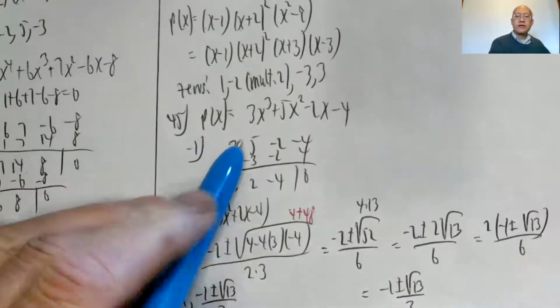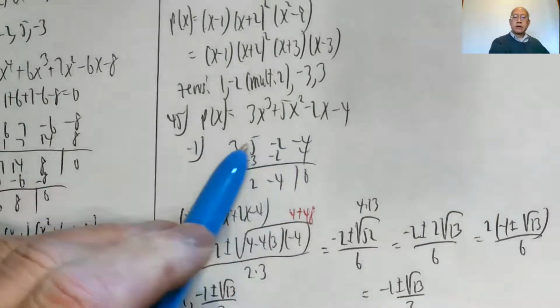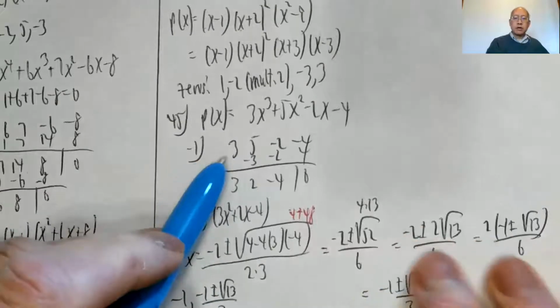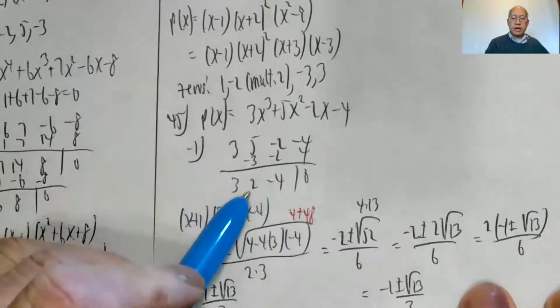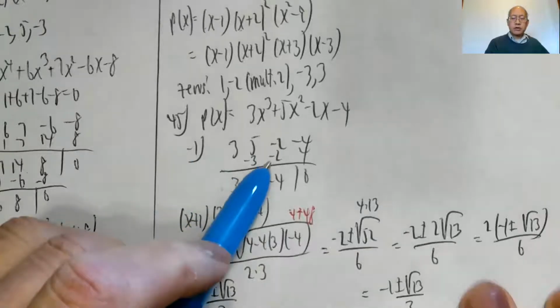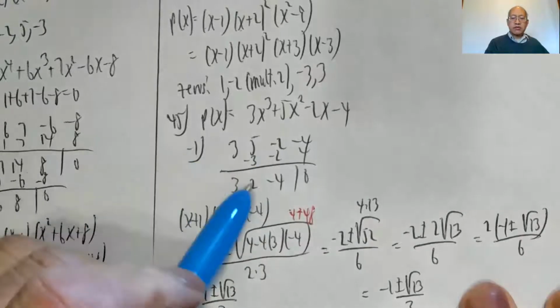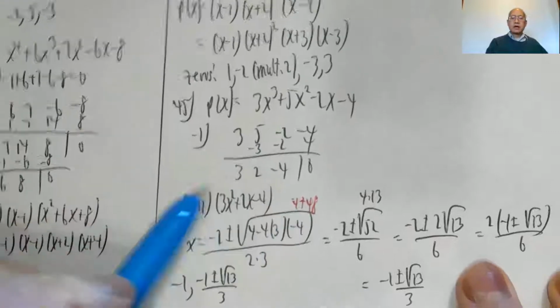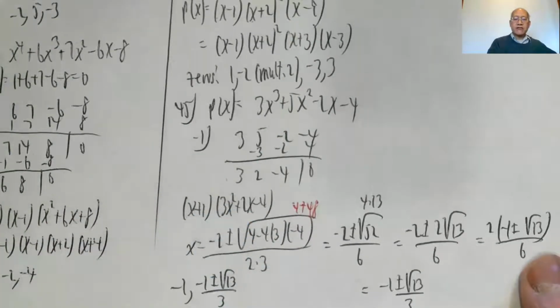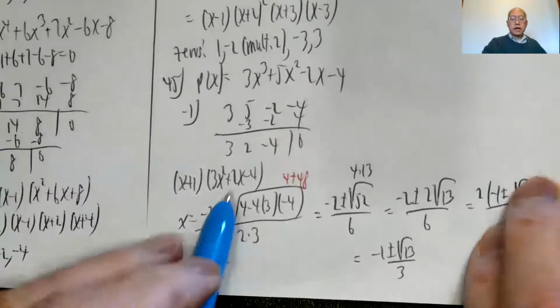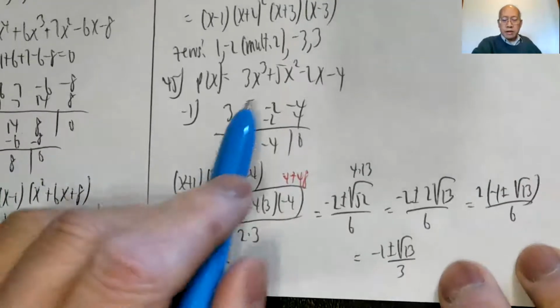Okay, 45. Negative 1 happens to work. Bring down 3. 3 times negative 1 is negative 3. Add. Negative 1 times 2 is negative 2. Add. Negative 1 times negative 4 is 4. Add. So I have x plus 1, 3x squared plus 2x minus 4. This is not factorable. Okay, so to get the zeros, we know there's got to be 3 zeros.